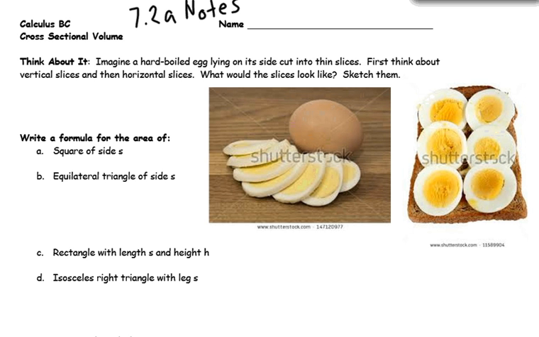This video will cover section 7.2a, which covers cross-sectional volume. So we're obviously finding volume of shapes now instead of just areas. So to think about cross-sections, I'm going to look at a hard-boiled egg.